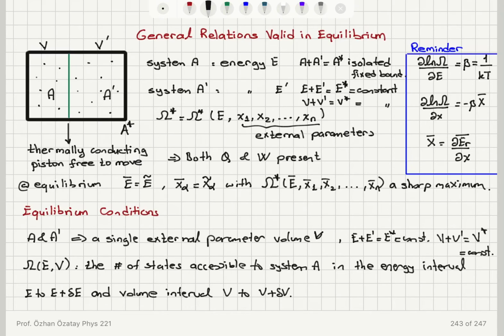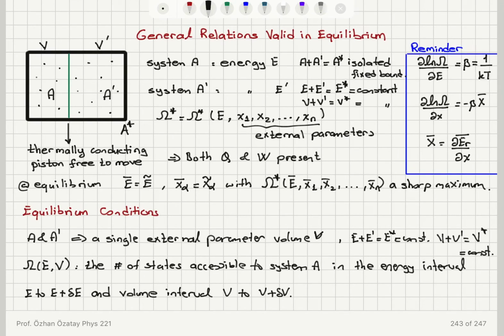Omega star is a function of the energy of system A and also a function of the external parameters x1 to xn in general. If I have a thermally conducting piston which is free to move, I have both Q and W present in this interaction, so heat exchange and work are both possible. The equilibrium condition corresponds to the mean energy of system A being the most probable value, and all the external parameters having a mean value which is the most probable value. This corresponds to the total number of accessible states, omega star, having a sharp maximum.